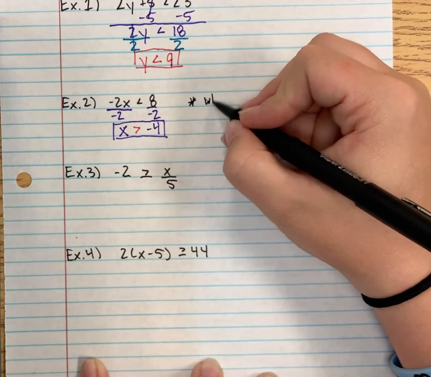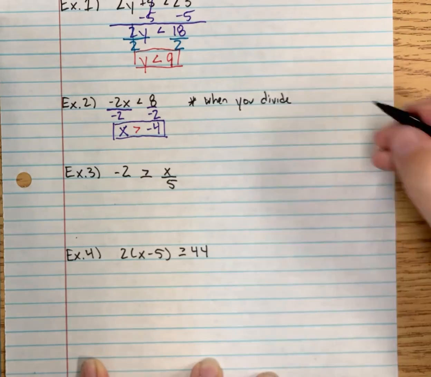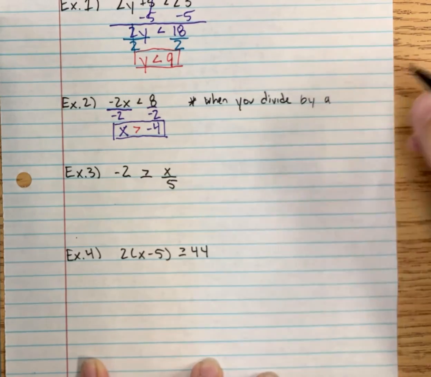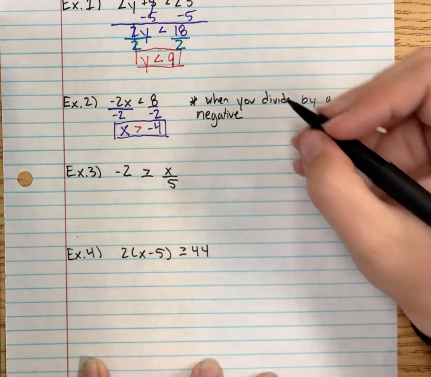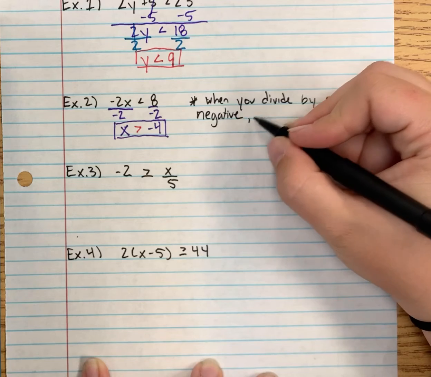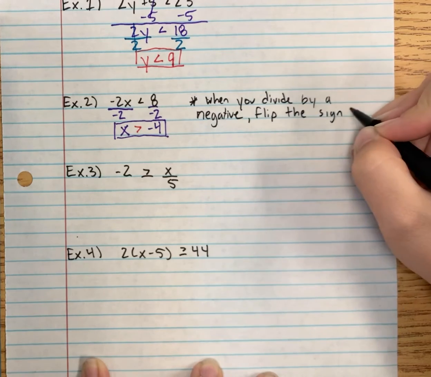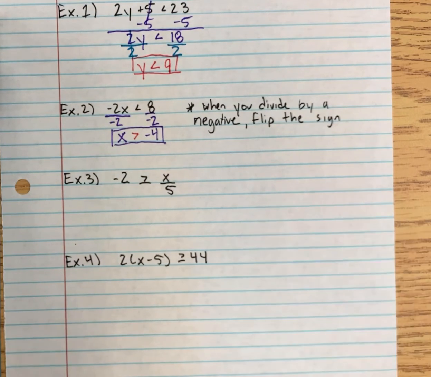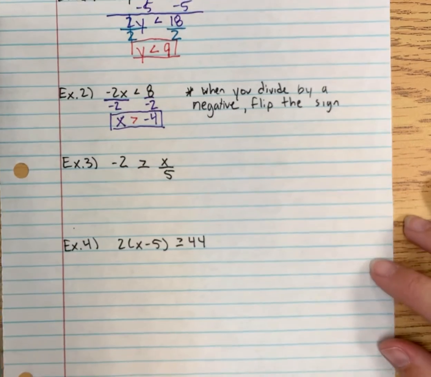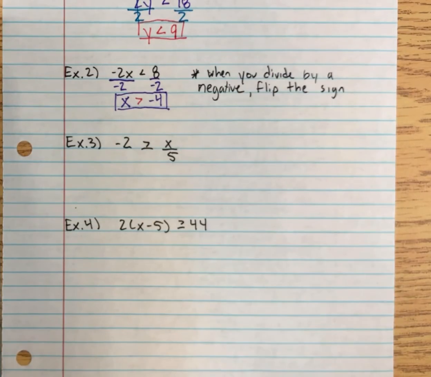When you divide by a negative, you have to flip the sign. All right, so the sign goes from less than to greater than. Okay, our next example, we've got -2 is greater than or equal to x over 5.